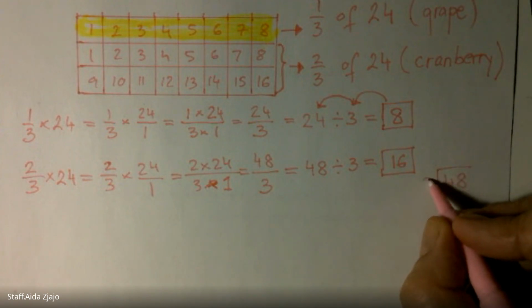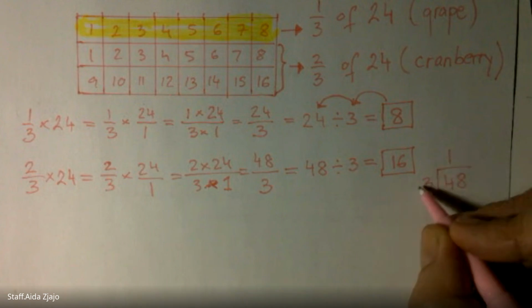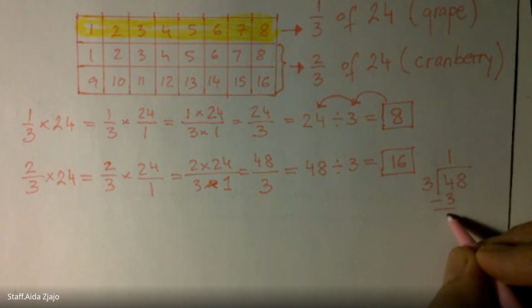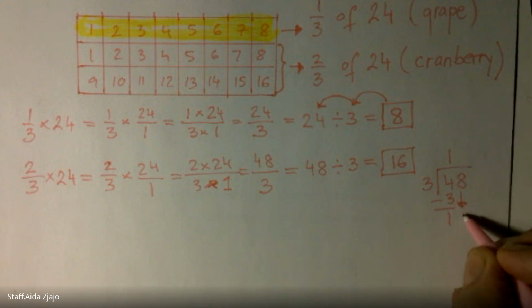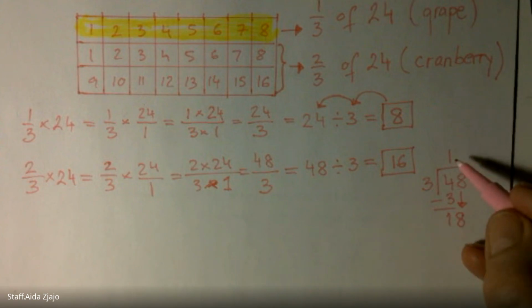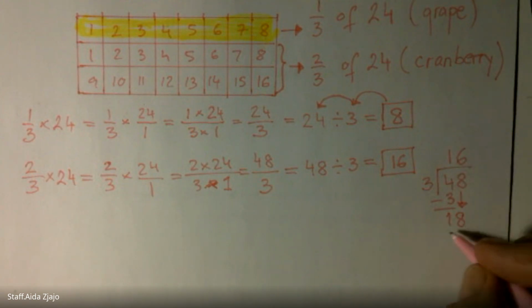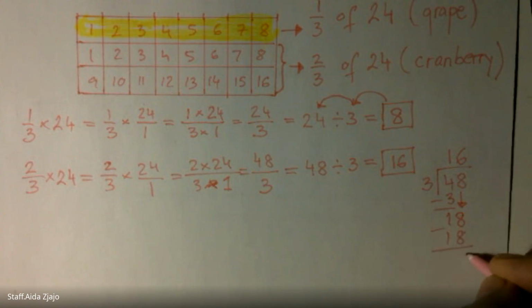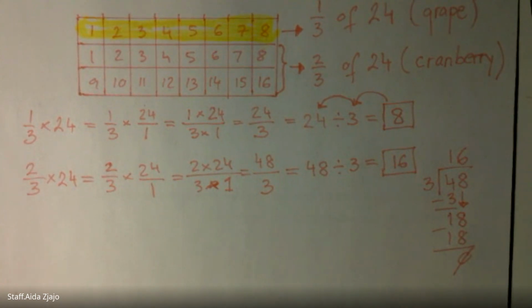If we don't know, we can also divide 48 into 3's, because 1 times 3 is 3. When we subtract, we have a leftover 1 ten, combine with the ones. How many 3's are in 18? There are 6. 3 times 6 is 18, and I have no remainder.